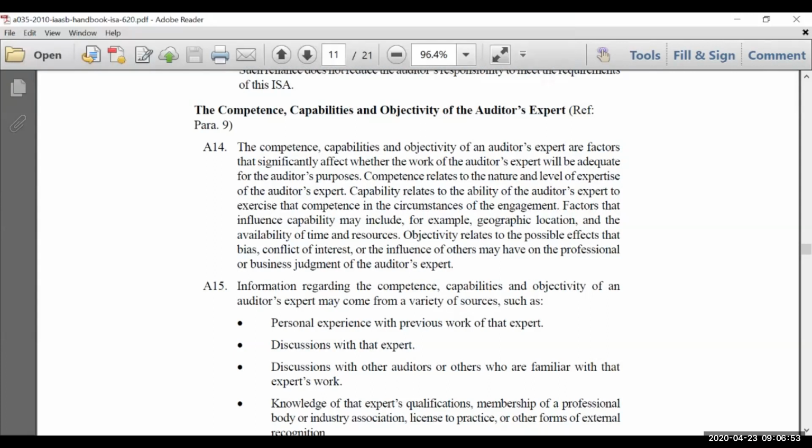You have to take the extent of their independence more seriously. Do they have any financial or business relationship between themselves, as the expert, and the client you're auditing? Try to assess their degree of independence.